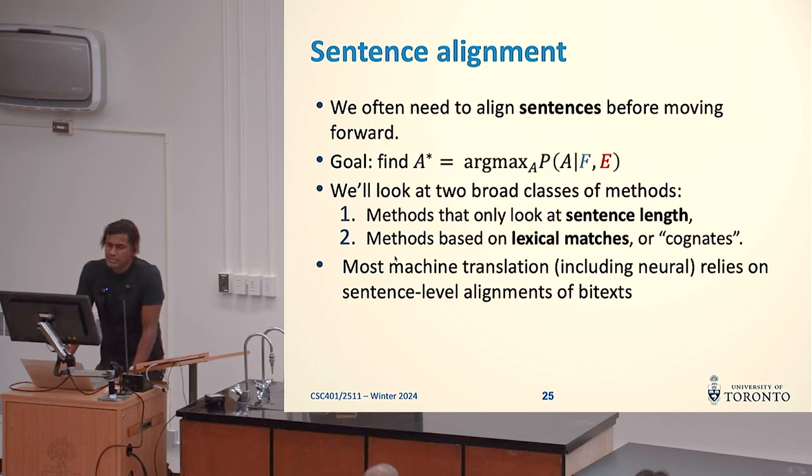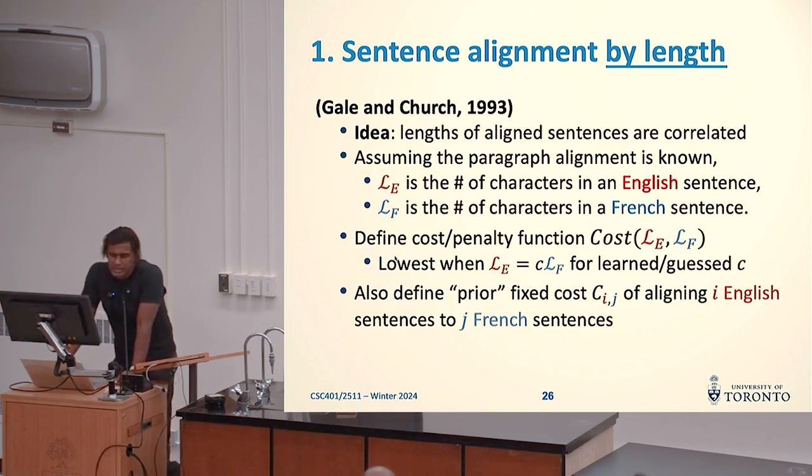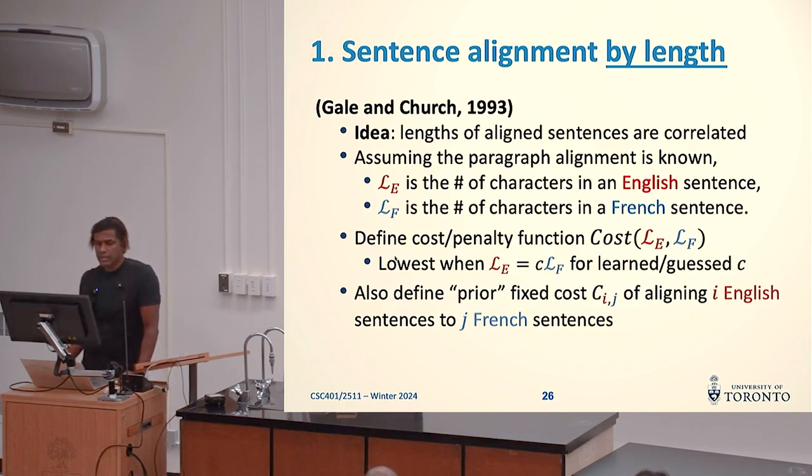As I said, we need to first align the sentences before moving forward, and our goal is to find the best alignment that gives us the best joint probability of F and E. How do we do this? We'll look briefly at two broad classes of methods: one based on sentence length, and the second based on lexical matches or cognates. Most machine translation, including neural, relies on sentence-level alignments of bitexts. The first one is sentence alignment by length, introduced by the work of Gale and Church in 1993.